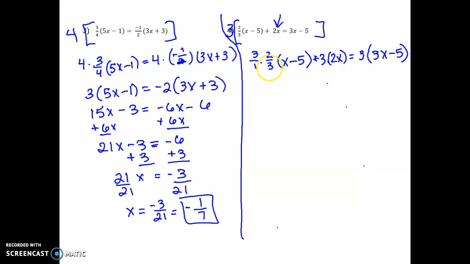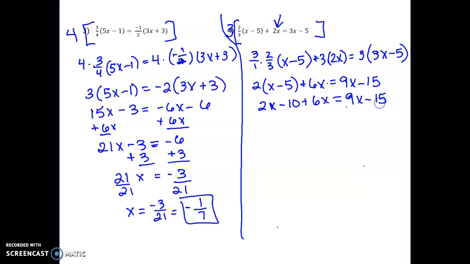Okay, so 3 over 1 times 2/3 is 6/3, which is 2. So 2 times x minus 5. Okay, 3 times 2x is 6x. And then we distribute, that's going to be equal to 9x minus 15. I'm going to distribute here. 2x minus 10 plus 6x equals 9x minus 15, excuse me.